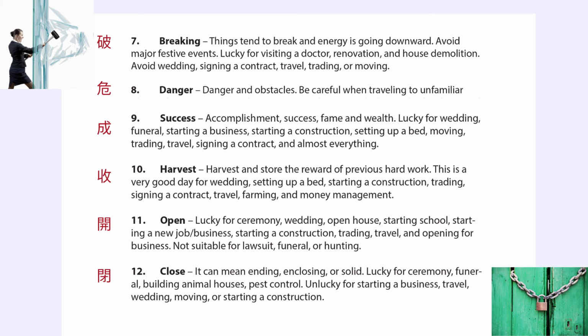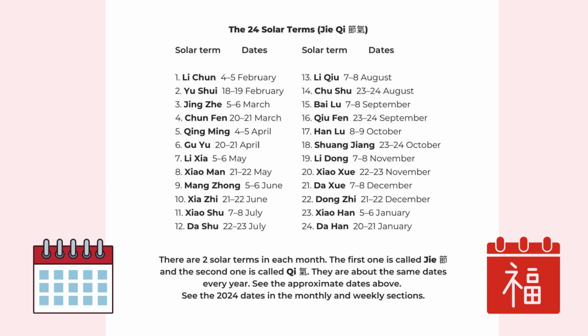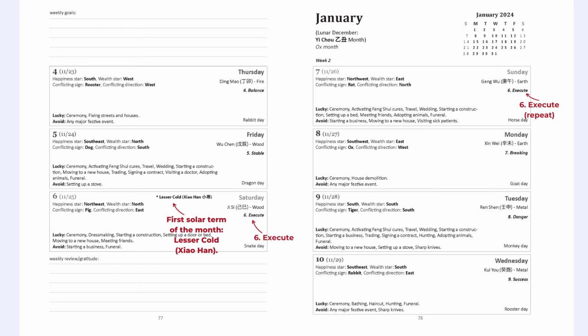So how do they arrange the 12 officers in a month? Since the month is divided by the 12 solar turns, the first solar turn of each month is technically the beginning of the month. For example, January 2024, the first solar turn is January 6, called 小寒, or the lesser cold. And January is the month of ox.